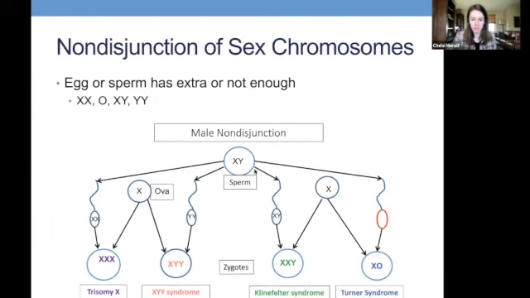And I think that I fixed this. I think I had it wrong on a PowerPoint on Canvas. This should have said sperm up here. So if you want to change that really quick, you can do that because we're looking at male non-disjunction.